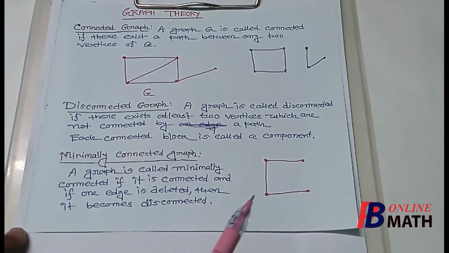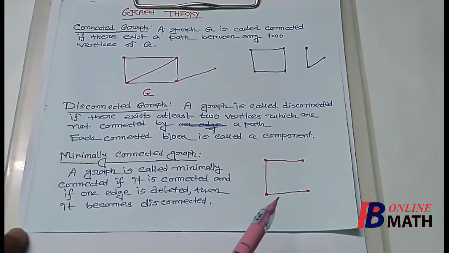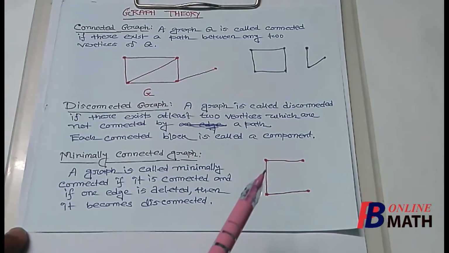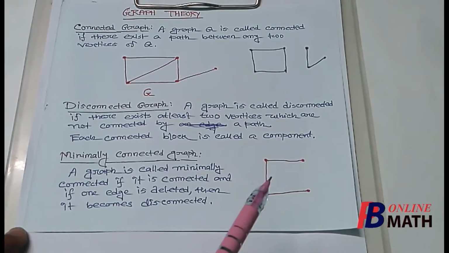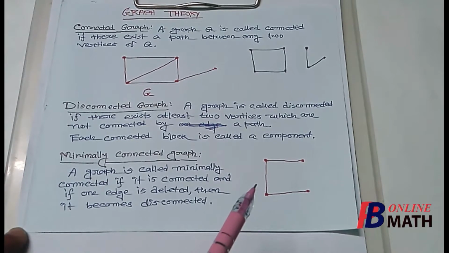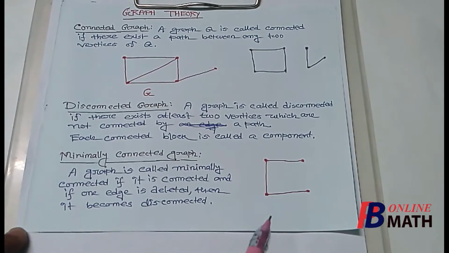But if we delete one edge from this graph, then the graph becomes disconnected. If we delete this edge, then the graph becomes disconnected, because this is the first component of the graph and the second component is a part which contains only a single vertex. Similarly, if we delete this edge, it becomes a disconnected graph where this will be the first component and this will be the second component. So this graph is an example of a minimally connected graph.